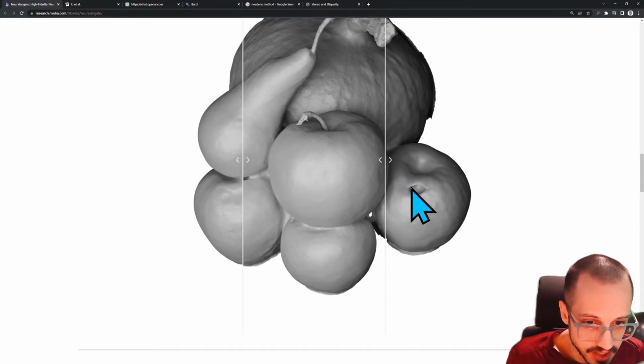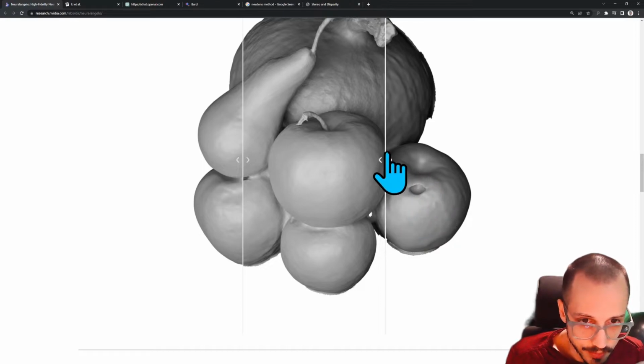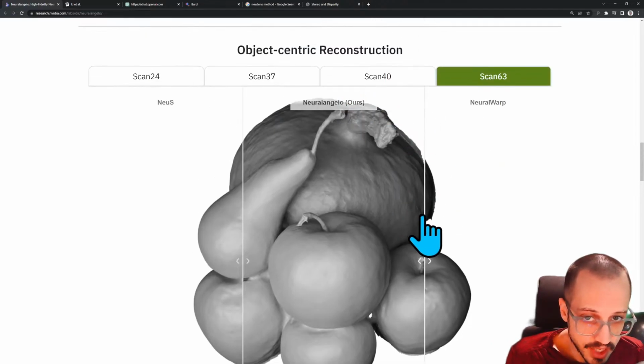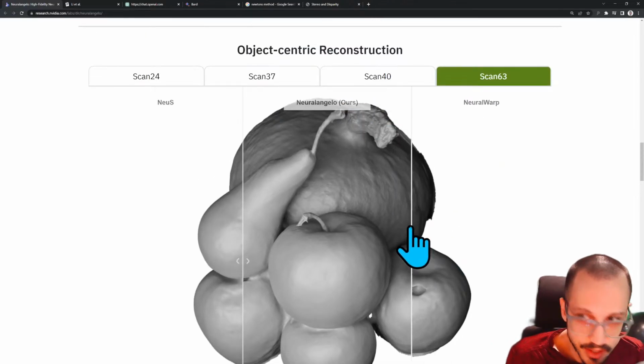And actually, this is probably due to reflection. So I bet what happened here is that this part of the apple is actually shiny, and so you had some weirdness there, right? But you see how Neuralangelo, compared to Neuralwarp, is able to find that hole.